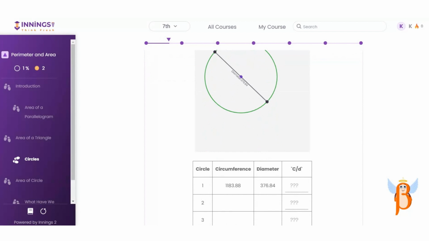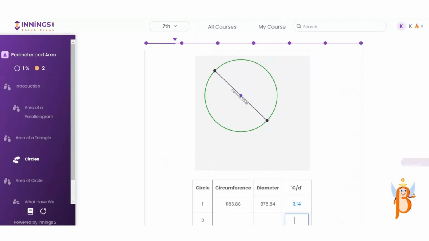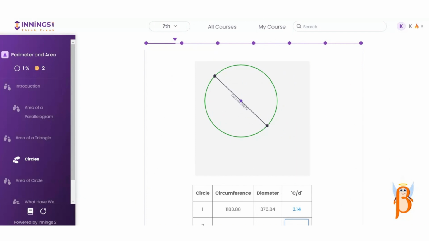We can see that the circle that we have drawn has a diameter of 3.76.84 units and the corresponding circumference is 1183.88 units. Now, when we calculate the ratio of the circumference and the diameter, we get the value. We find out that the value is equal to 3.14.